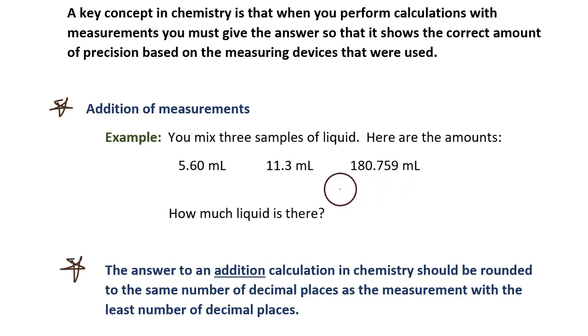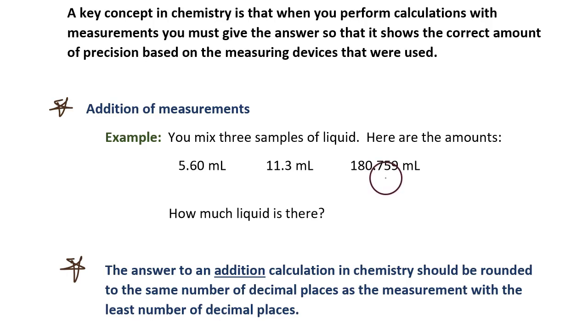These samples of liquid must have been obtained with different measuring devices, capable of different amounts of precision. This one here with 1 decimal place had the least amount of precision. There must have been the fewest marks on that device. This one here that goes to the thousandths position had the greatest precision. That had the most marks on that measuring device, allowing for more precise measuring.